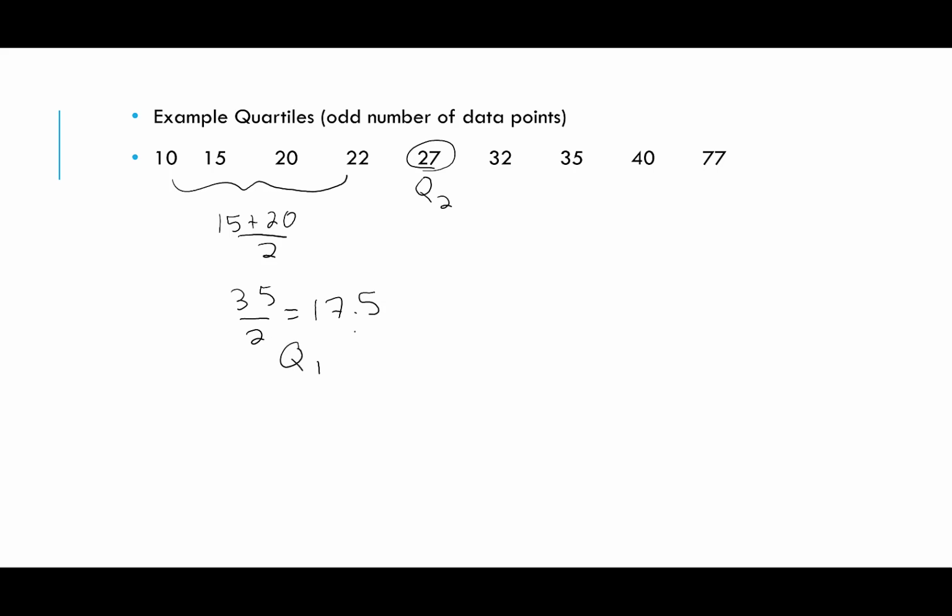So Q1 is 17.5, Q2 is 27, and then for Q3, I'm going to go 32, 35, 40, and 77, and I'm again going to take the middle two, 35 plus 40, and divide by 2. That gives me 75 over 2, which is 37.5. So that gives me Q3. Now I can see my first quartile, 17.5, my second quartile, which is the median, is 27, and the third quartile is 37.5.